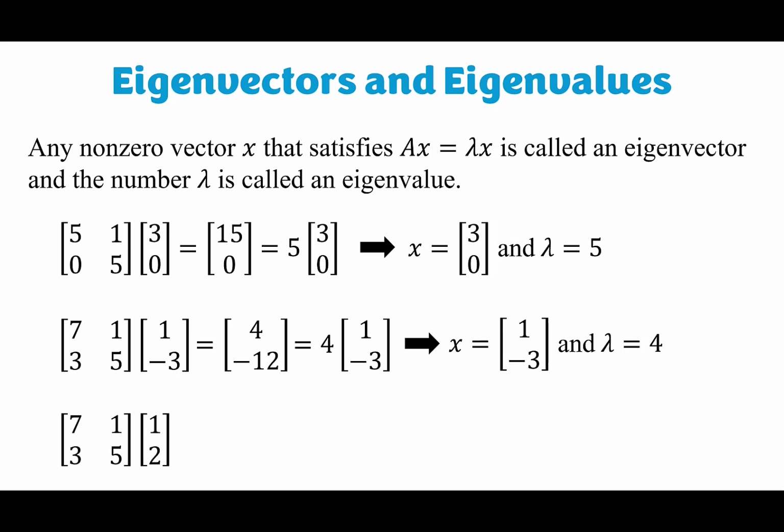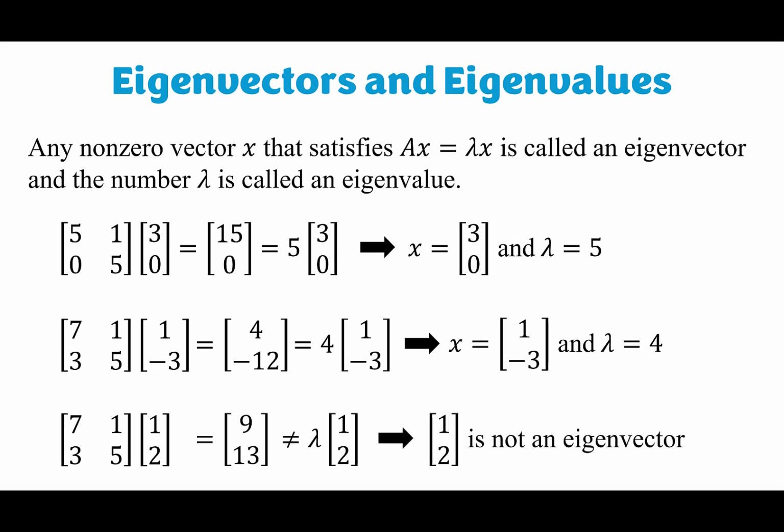Again, if we look at the same matrix, 7, 1, 3, 5, and this time multiply by the vector 1, 2, you get 9, 13 as the result. And this is definitely not a scalar multiple of the original vector 1, 2. A way you can reason through that is that if it was a scalar multiple, then the first entry is being scaled by 9, because you have 1 times 9 being 9. But then you'd have to scale 2 by 9 to get 18, but it's not 18, it's 13. So it's not a scalar multiple of the original vector. Therefore, the vector 1, 2 is not an eigenvector.